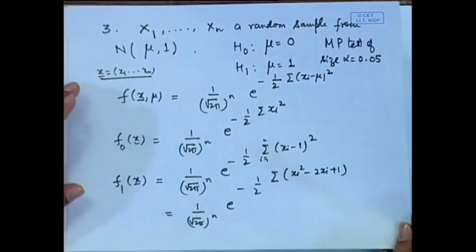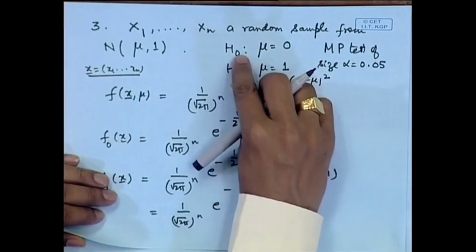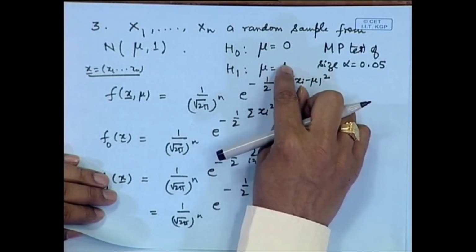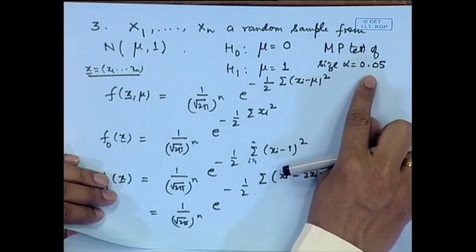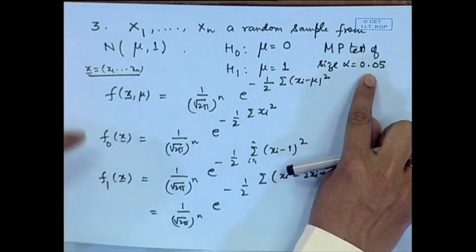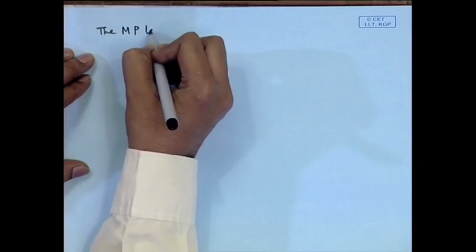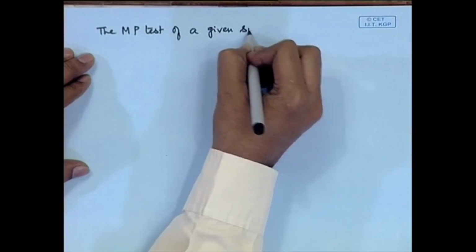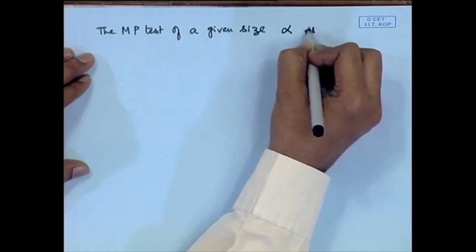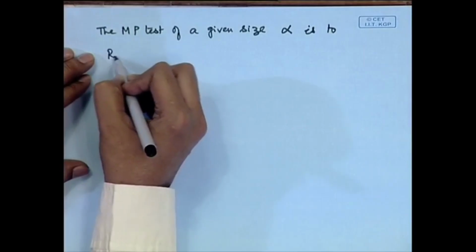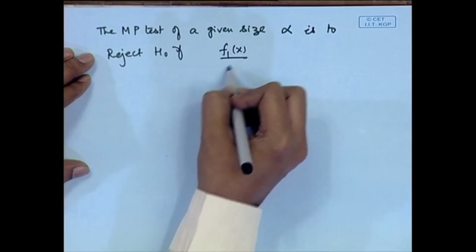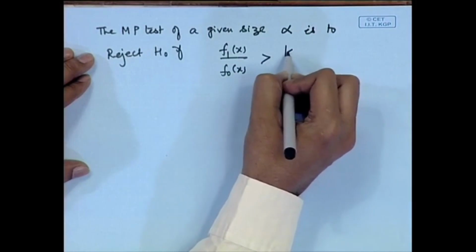So, if we take the most powerful test, because the hypotheses H naught and H 1 both are simple hypotheses, we can apply the Neyman-Pearson fundamental lemma to get the most powerful test for a given size. So, the most powerful test of a given size, say alpha, is to reject H naught if f 1 x by f naught x is greater than k.